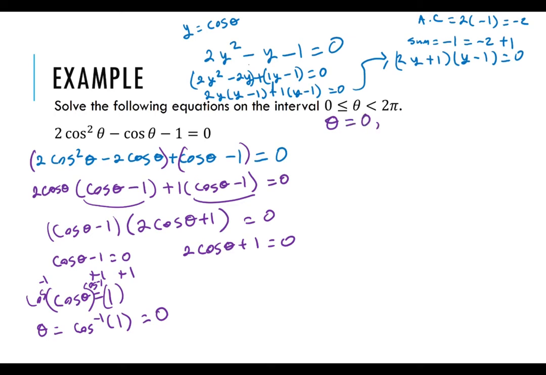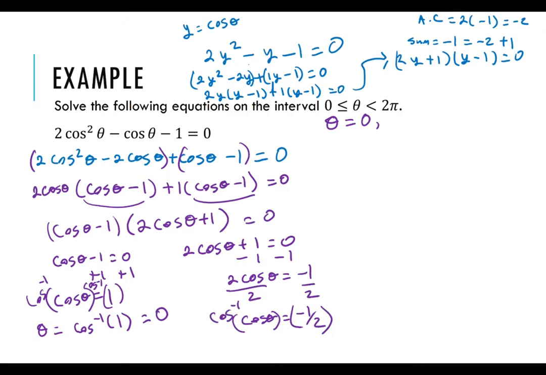Then we need to move over to 2 cosine theta plus 1 equals 0. So how about minus 1, minus 1? So 2 cosine of theta is equal to negative 1. Divide by 2, divide by 2. Cosine of theta is equal to negative a half. Then we can use cosine inverse.